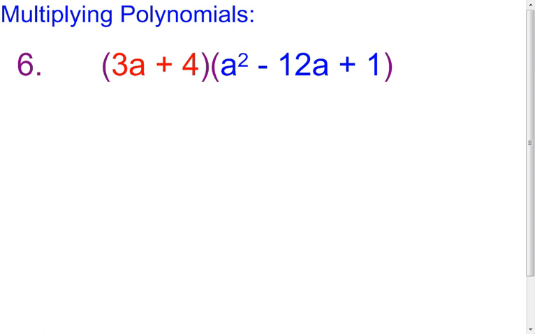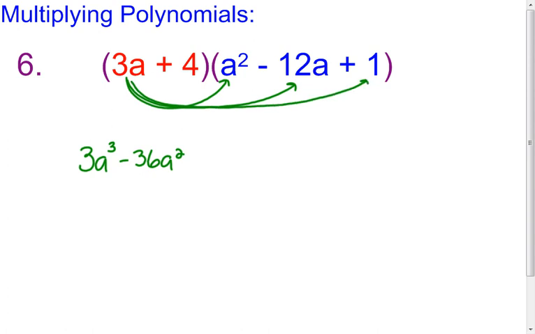But we can use the same sort of rules that we talked about before, where basically what you're going to do is take what's in the first parentheses and distribute each term all the way through the second parentheses. So I will take 3a and distribute it all the way through. So 3a times a squared is 3a cubed. 3a times negative 12a is negative 36a squared. 3a times 1 is 3a. Okay, I've done what I can with the 3a.